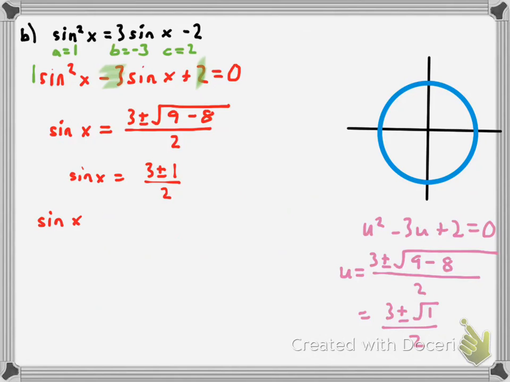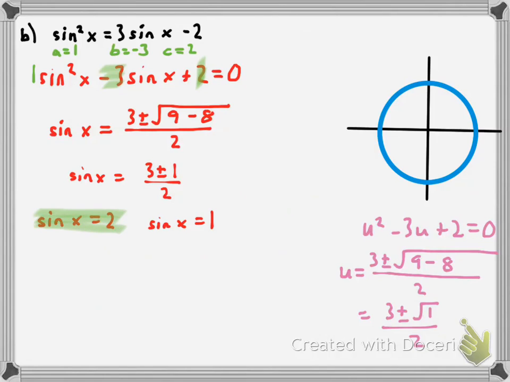If I say the sine of x is equal to 3 plus 1 over 2, that's going to be 4 over 2, or just 2. And then if I say the sine of x equals 3 minus 1 over 2, that would give me 2 over 2, which is 1. All right, so there's our two different equations that are going to give us solutions. And now we've got to start thinking trigonometrically instead of quadratically. Let's go to the unit circle. And let's start with this equation, sine of x is equal to 2.